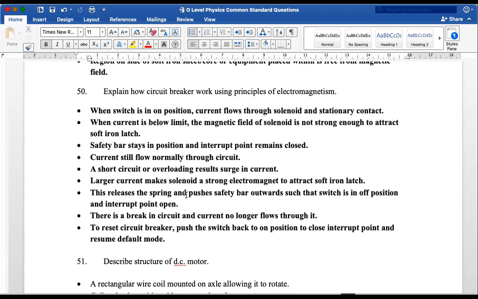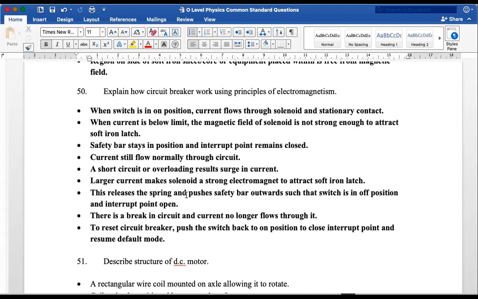Explain how a circuit breaker works using principles of electromagnetism. When the switch is in the on position, current flows through the solenoid and the stationary contact. When the current is below the limit, the magnetic field of the solenoid is not strong enough to attract the soft iron latch. The safety bar stays in position and the interrupt points remain closed. Current still flows normally through the circuit.